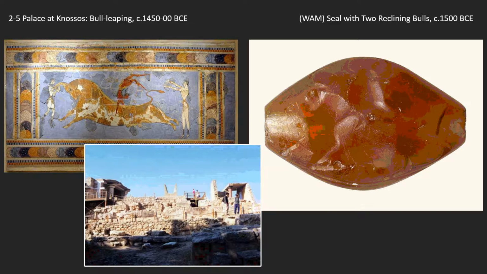Okay, we're going to wrap up talking about this art and move into ancient Greece very soon. So we're looking at Minoan art here, works that came from the palace at Knossos.